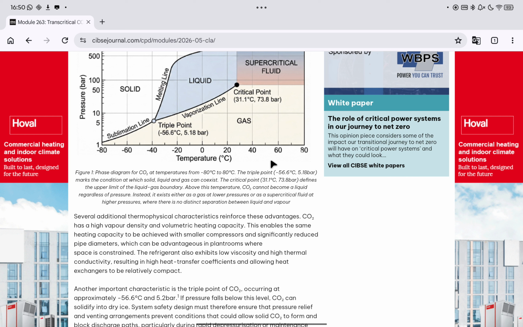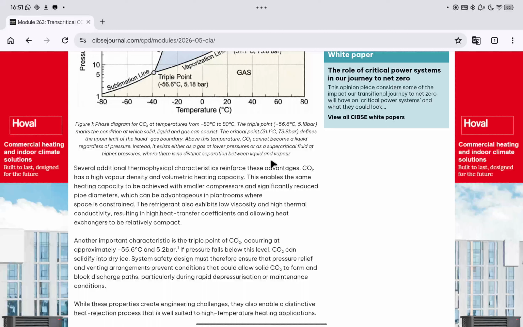CO₂ has a high vapor density and volumetric heating capacity. This enables the same heating capacity to be achieved with smaller compressors and significantly reduced pipe diameters, which could be advantageous in plant rooms where space is constrained. The refrigerant also exhibits low viscosity and high thermal conductivity, resulting in high heat transfer coefficients and allowing heat exchangers to be relatively compact.